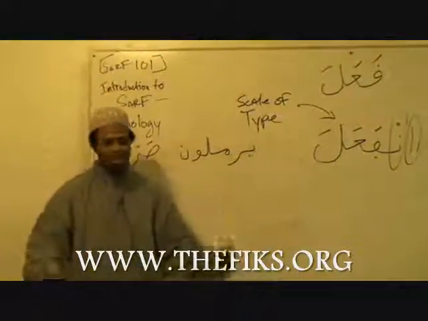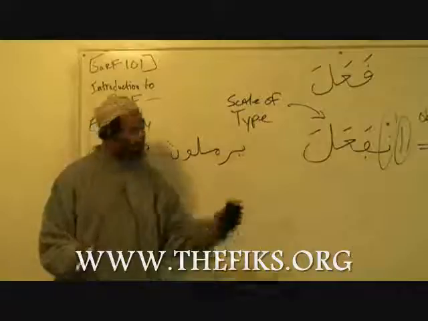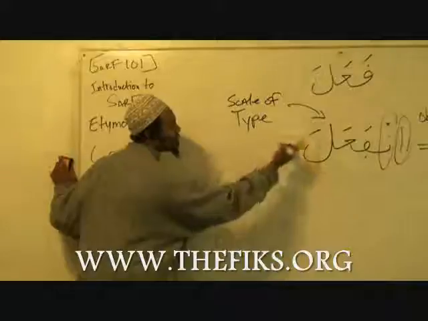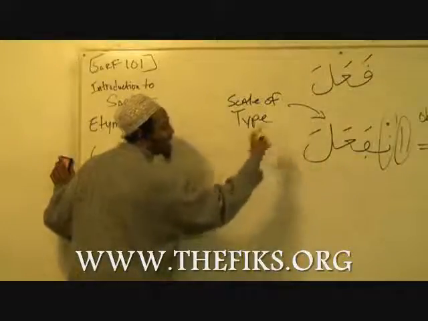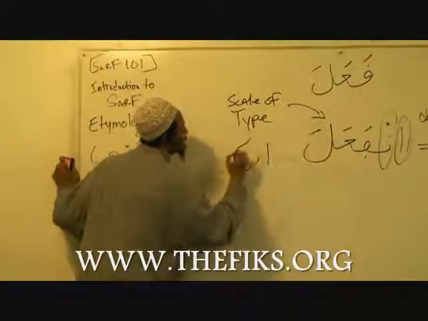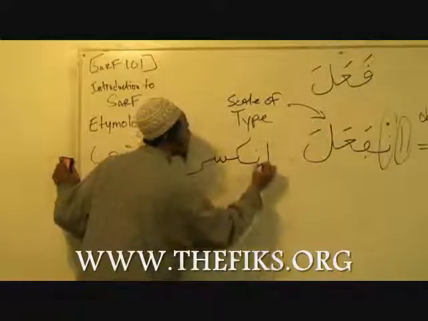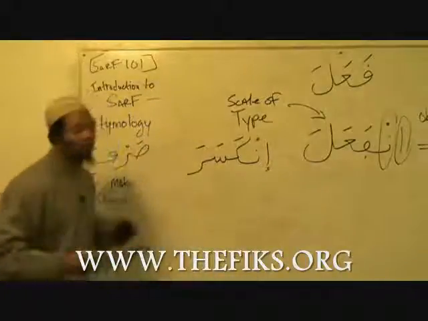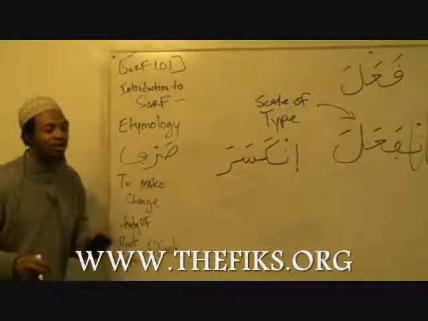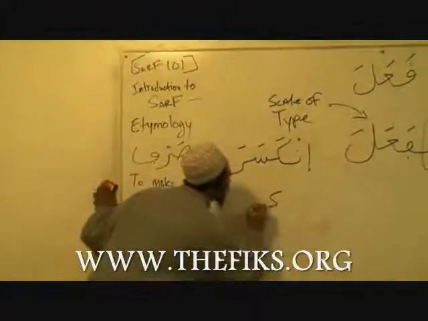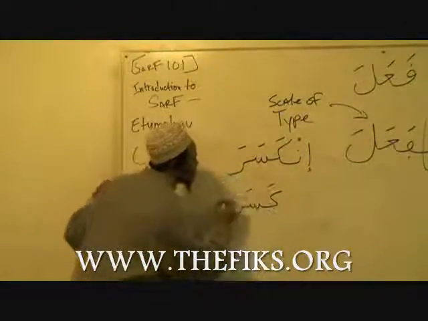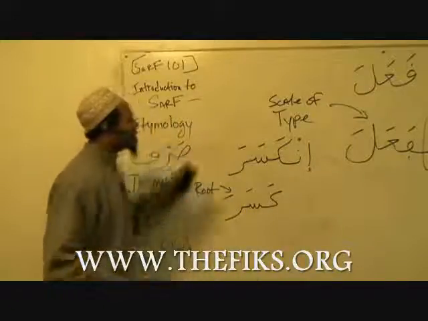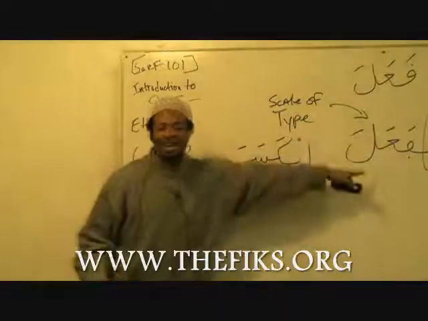And this is what we're studying right here. This is just introducing it. We're not really getting into it, just a point. I just want to show you another type. Now a word that's on the scale of infa'ala, not ifta'ala, would be inkasara. Where's the root? Who can tell me the root? Maymuna? The root is kasara, kaf, sin, ra. Okay, you guys got that? The scale is infa'ala, right?